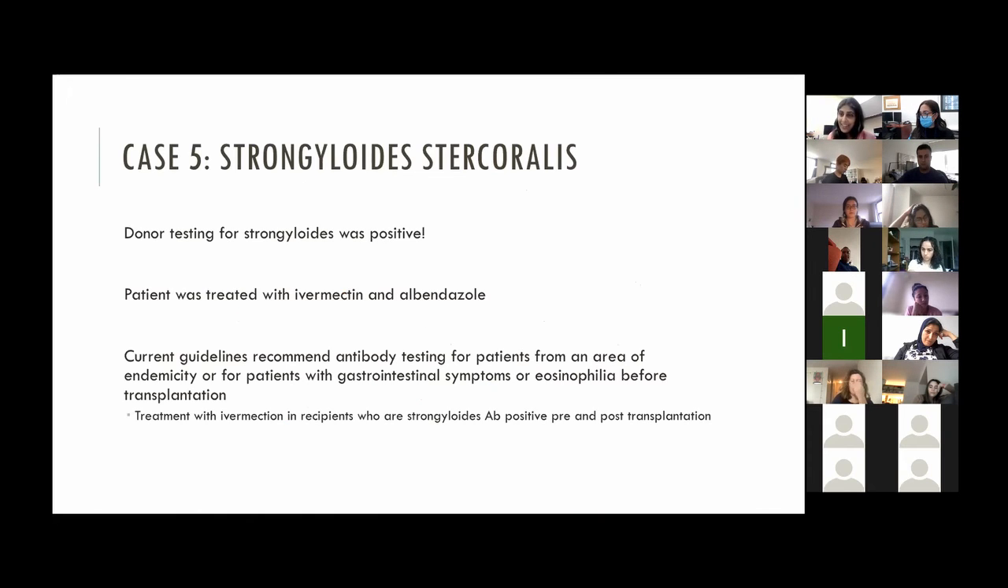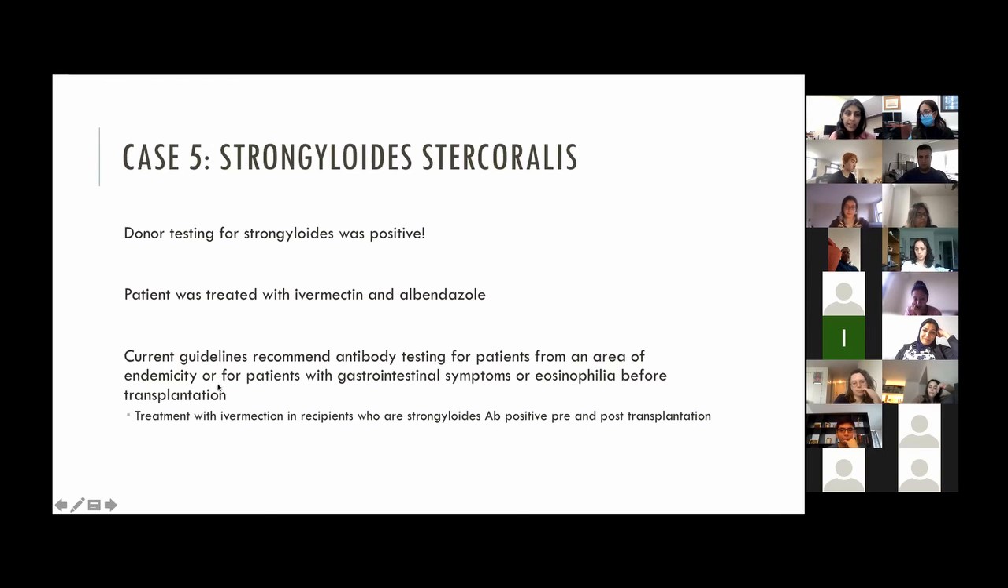What's unique about this case, actually, and we ended up writing this up, was that the donor testing was positive for this patient. This patient was from South Korea, but the donor was from Puerto Rico. And so we ended up going back and doing donor testing, and the donor had a positive strongyloides IgG. So probably this was a donor-derived infection, and this patient ended up reactivating strongyloides after transplant. This patient did well. Despite having hyperinfection or disseminated disease, she was treated with ivermectin and albendazole.